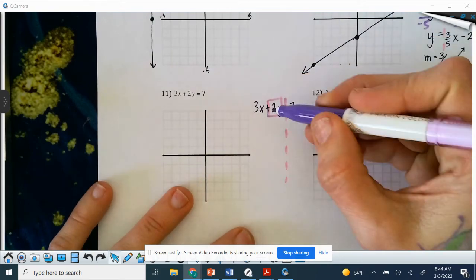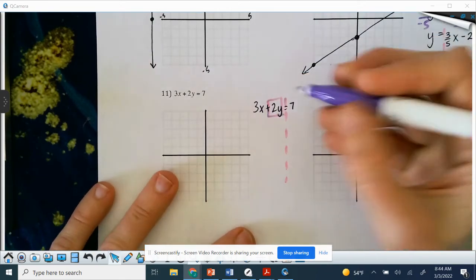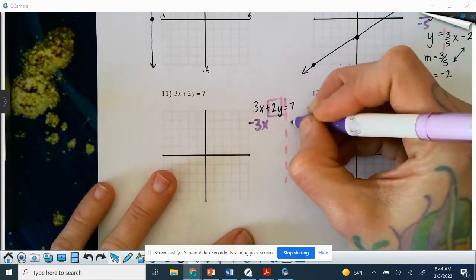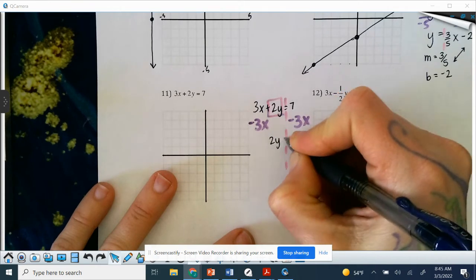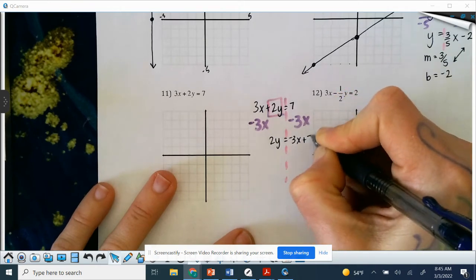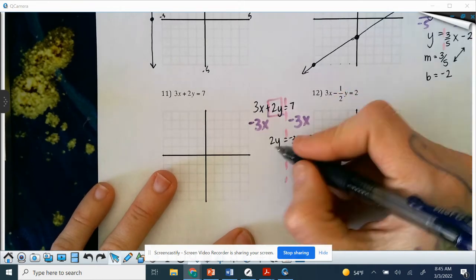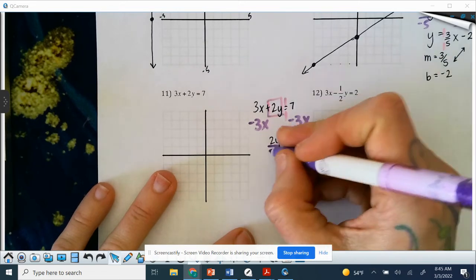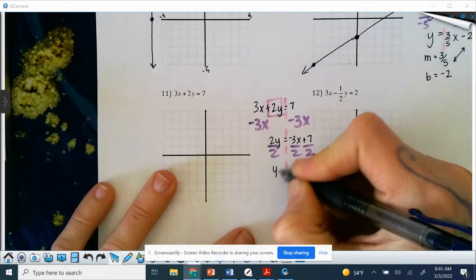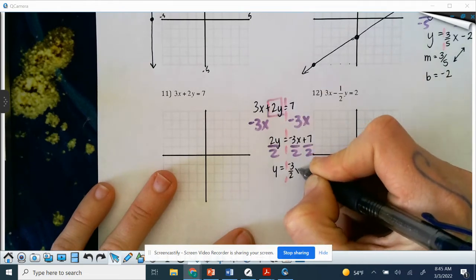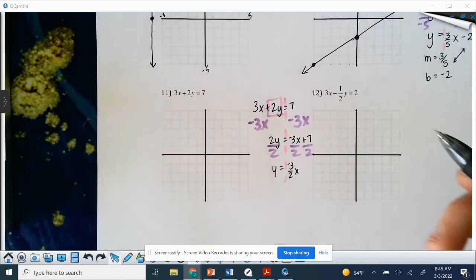So it's identify your y, line of great divide, move x. So move x. And we have 2y equals negative 3x plus 7, because that 7 was positive. So we're going to divide both sides now by 2, because that's what's in front of the y. So y equals a negative 3 over 2x. 7 over 2 is going to be a nasty number, so it's going to be 3.5.